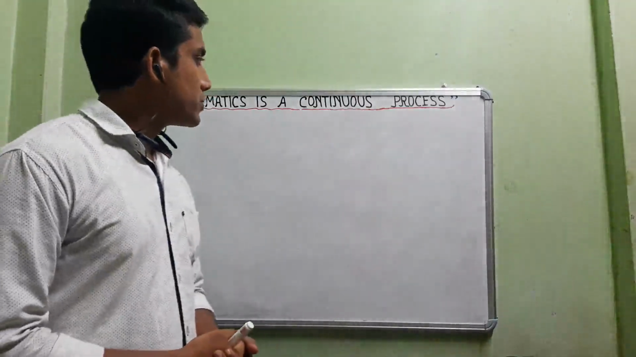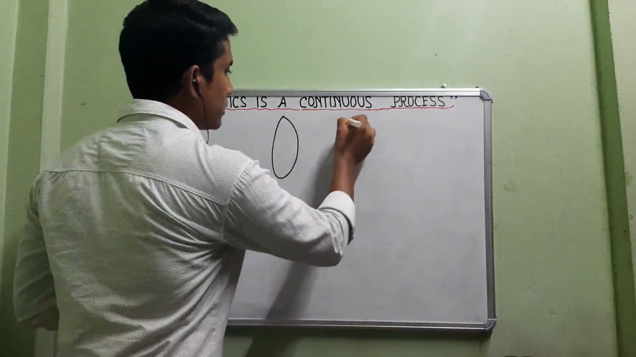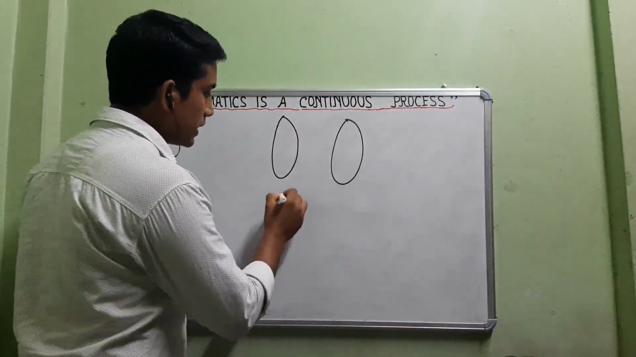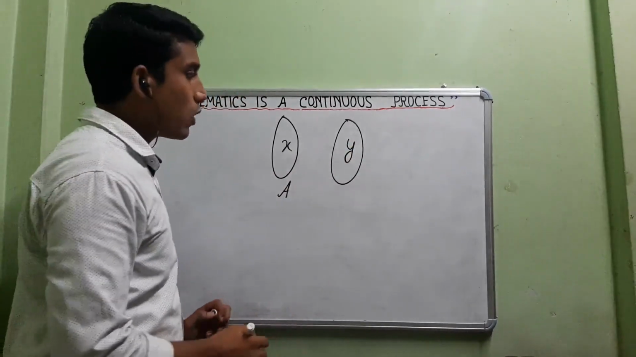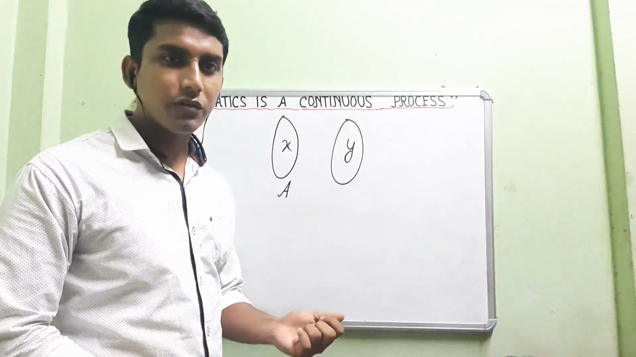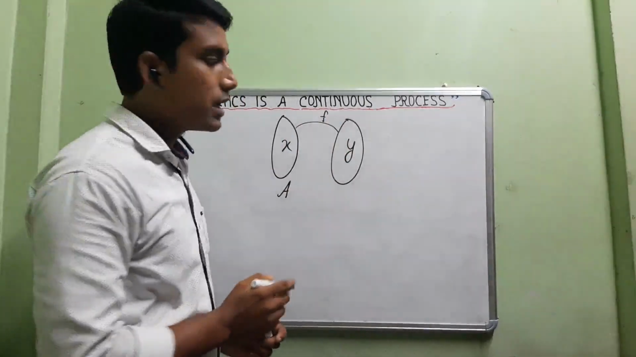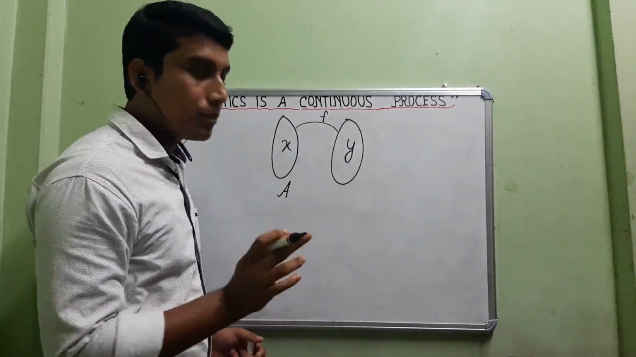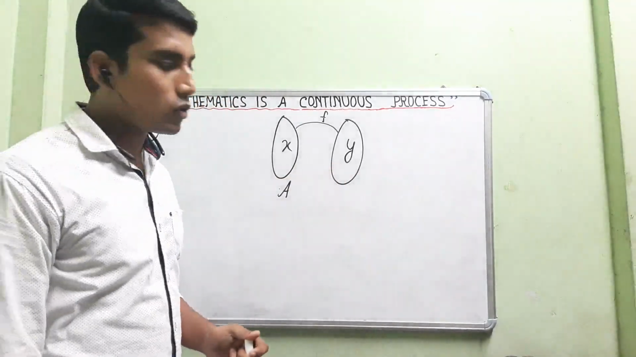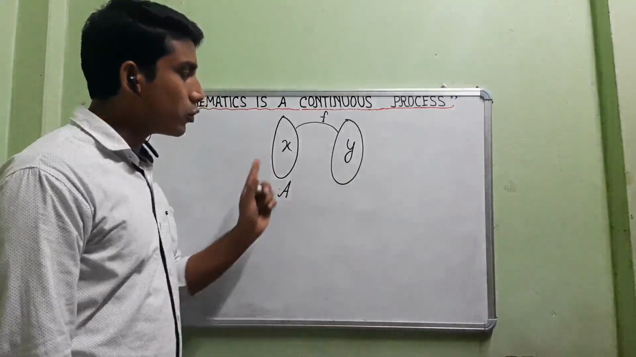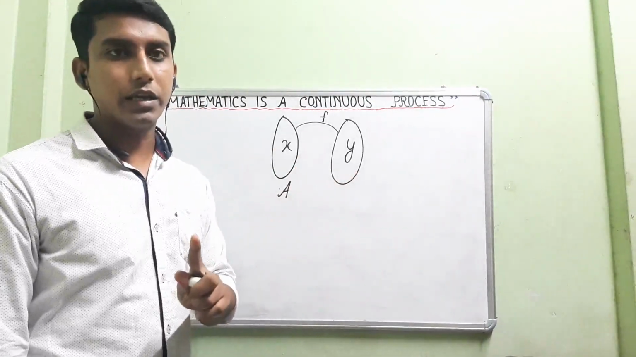So already I have told you the definition of function. If you have two sets A and B, suppose in the set A you have the element x and in the set B you have the element y. Function is a rule. Suppose f is the function, a rule which maps each element of A to a unique element in B.